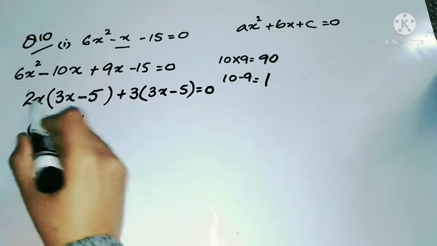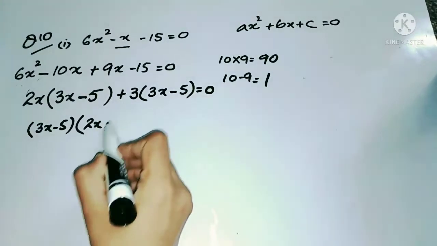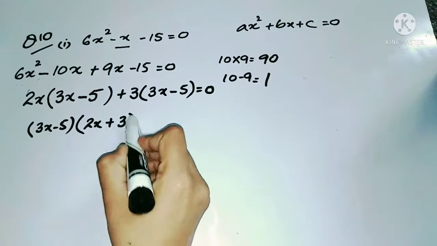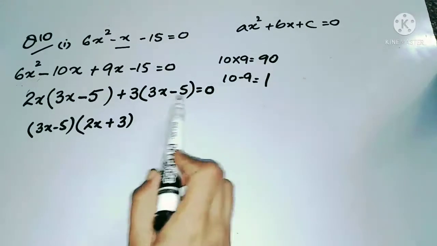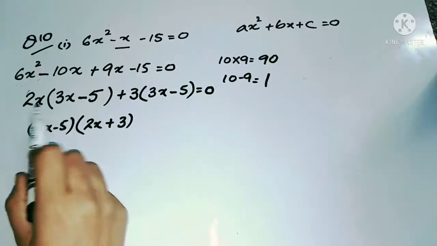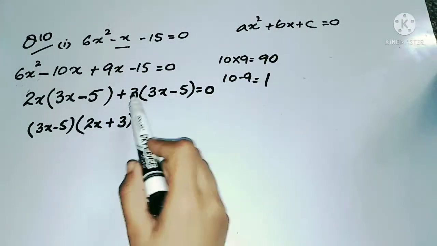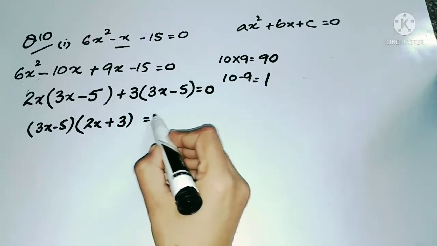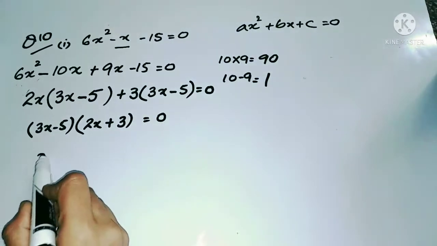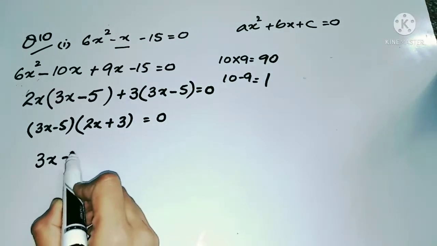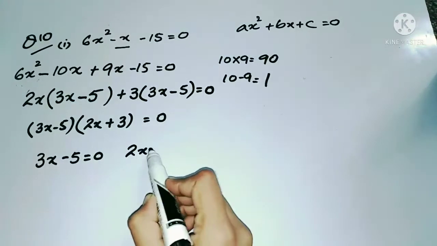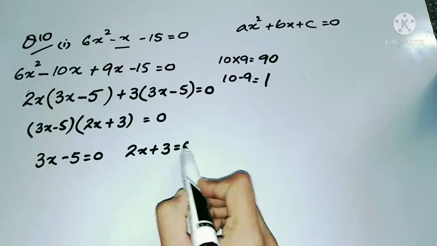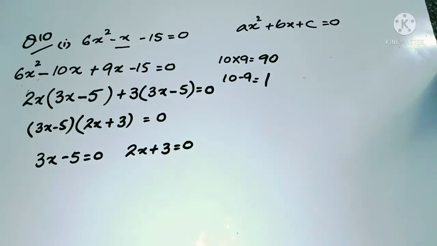Now what's left here? 2x is left here, and from here 3 is left. As you can see, 3x minus 5 is common in both terms, so you have taken 3x minus 5 common. From this term 2x is left, and from this term 3 is left. So they both are equal to 0. Now I'll make them equal to 0. 3x minus 5 is equal to 0, and 2x plus 3 is equal to 0. These both terms are equal to 0.